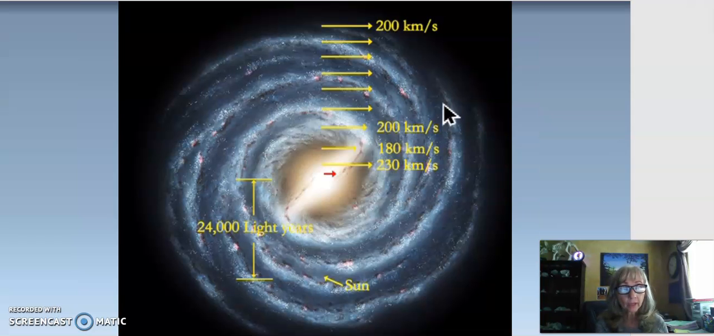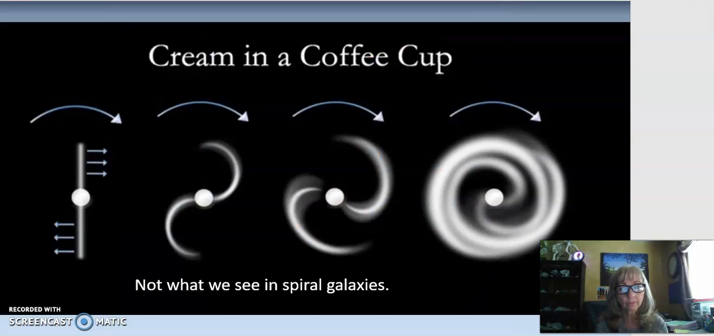So here's a little diagram of the speeds. You've got the central bulge. Things are traveling a little funky, but once you get out to where they're traveling 200 kilometers a second, they keep traveling at 200 kilometers a second, farther and farther and farther out.